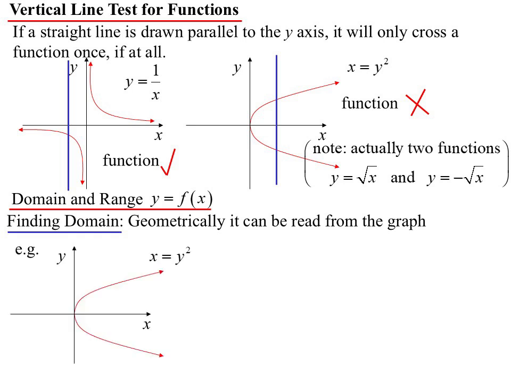There's x equals y squared. So we say, well, where does this curve exist? You can imagine walking along the x-axis if you like. Look above, look below. Is the curve there? If it is, it's in the domain. So for this one, it's x is greater than or equal to 0.